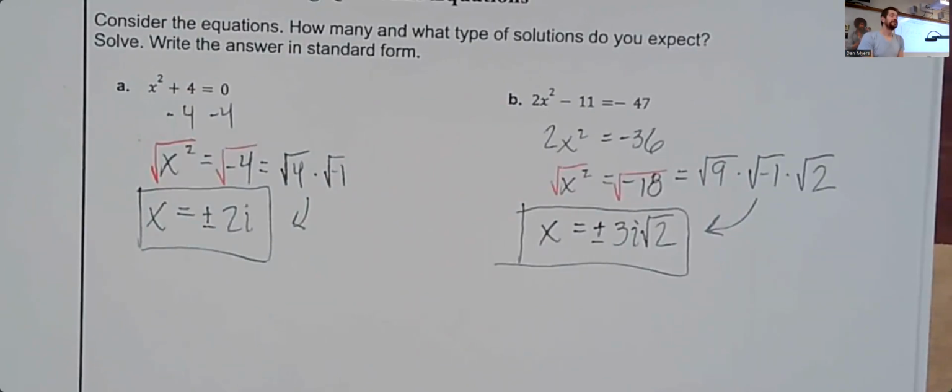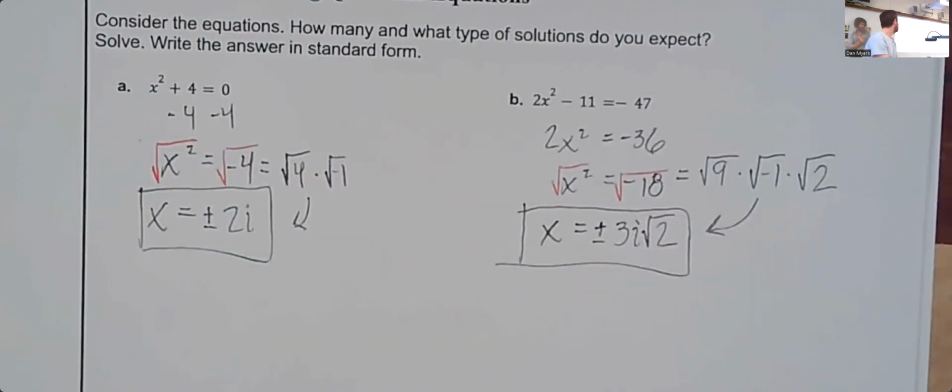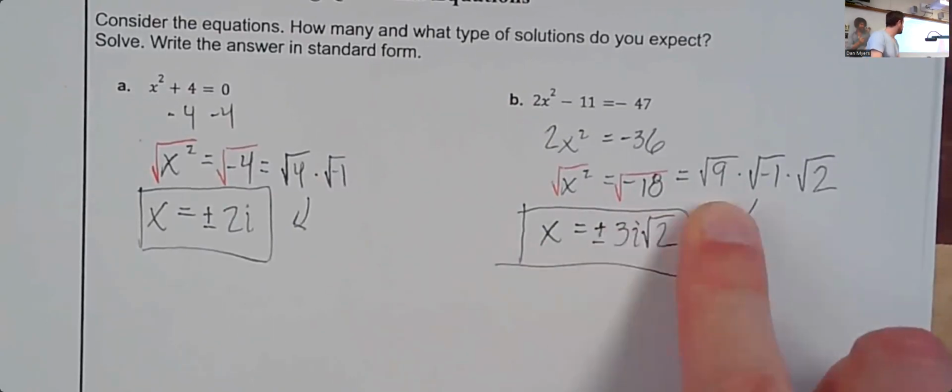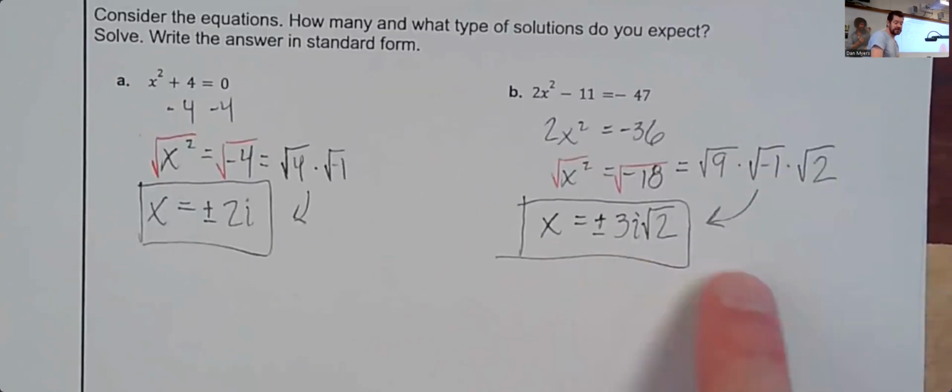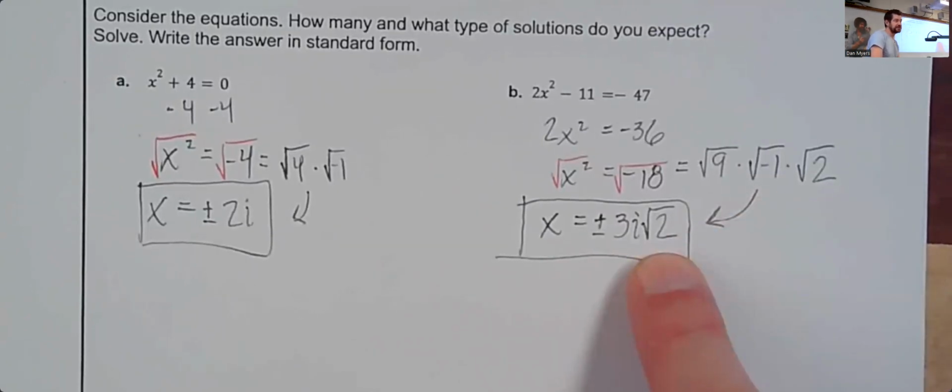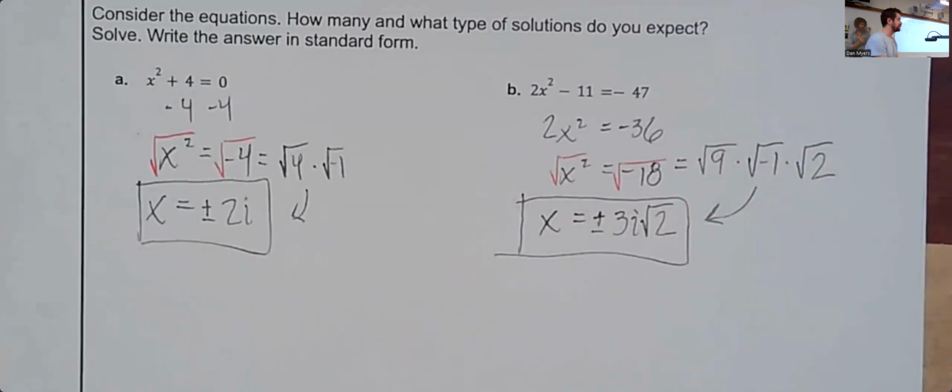All right, here we go. So for part B, we should get x is equal to positive and negative 3i root 2. Square root of -18, so we add 11 to both sides. -47 plus 11 is -36 divided by 2. -36 divided by 2 is -18. Square root of -18, that breaks apart into the square root of 9 times the square root of -1 times the square root of 2. Square root of 9 is 3. Square root of -1 is i. Root 2 stays root 2, so we get positive and negative 3i root 2.